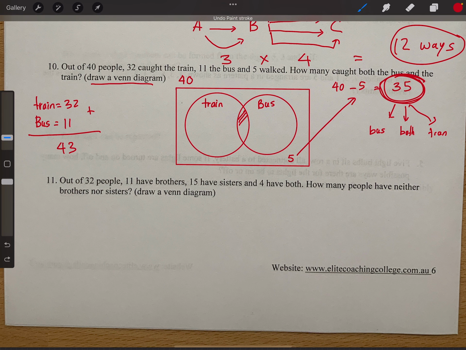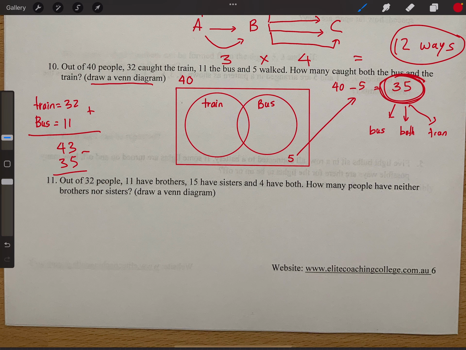Okay? So what we're going to do is take 43 take away 35, and that's going to give us 8. That means 8 people have been double counted. So that means in here there should be 8. Okay, now how many people take the train? Well, this is 40 take away 8. That gives you 32. And how many take the bus? Well, that's gonna be, oh sorry, not 40, my mistake.